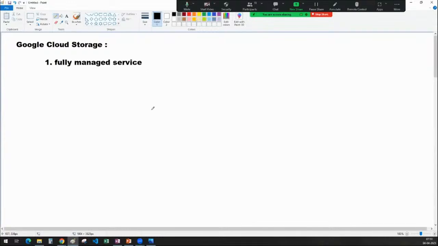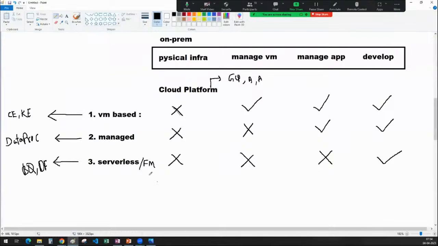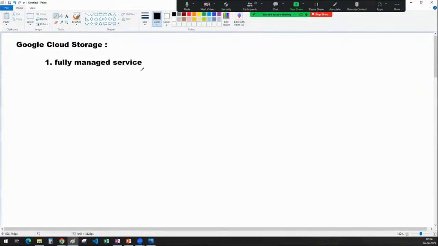Okay, what is that, sir? It is a fully managed service. What does that mean? When I say a managed service, all the infrastructure, physical infrastructure, as well as the virtual machines will be taken care by the GCP.